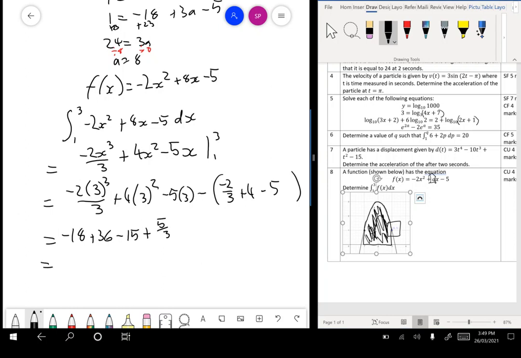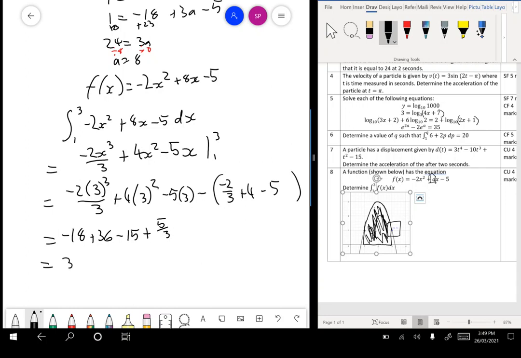Okay. Negative 18 plus 36 would give us 18. I'm having a mind blank. 36 take 18. Take 10 would be 26. Take another 8 would be 18. Yes, we get 18. Minus 15 is 3.